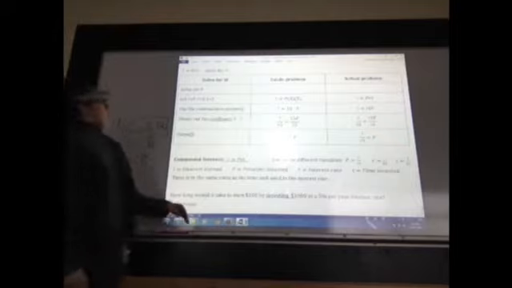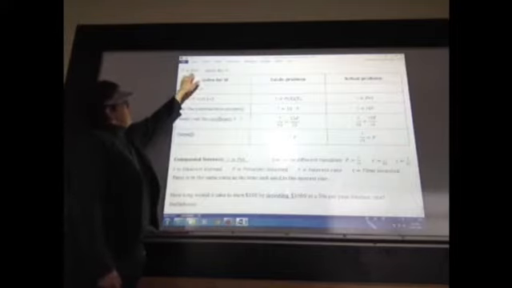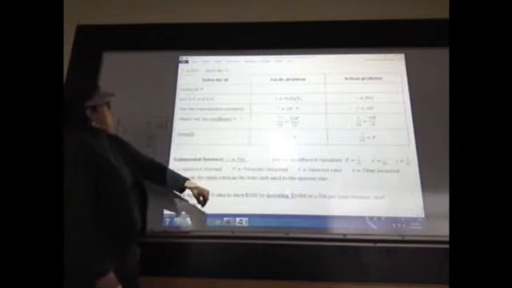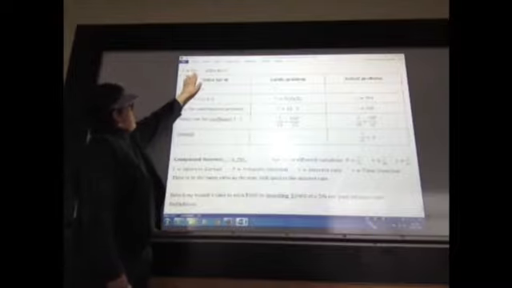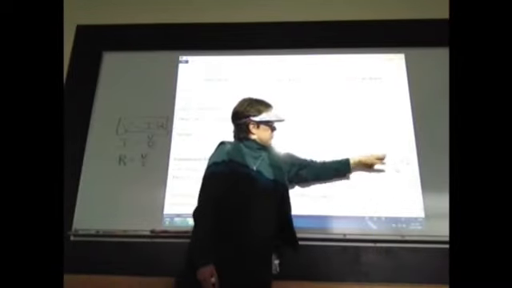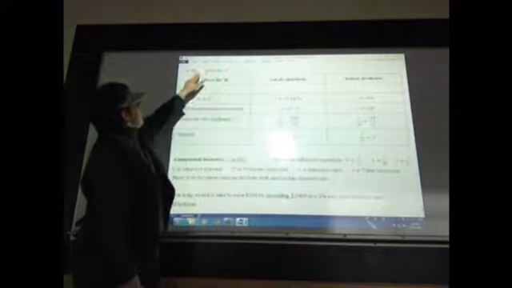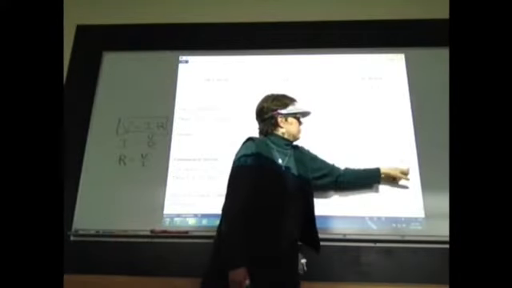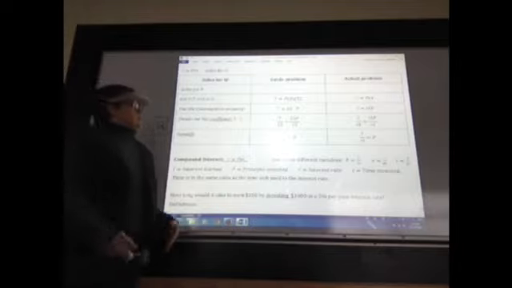And just as we solved this equation for P, we could also solve it for R, in which case we end up with this. Or we could solve it for T, and we end up with this. But it would all basically work out similarly.